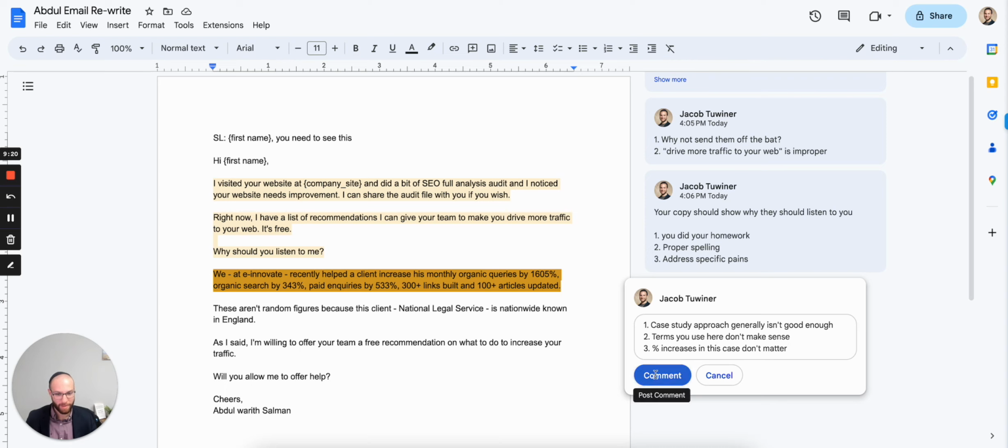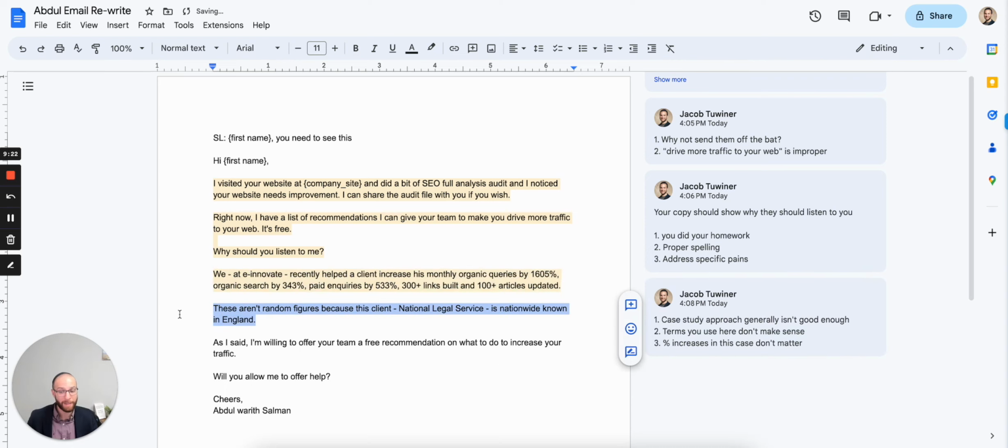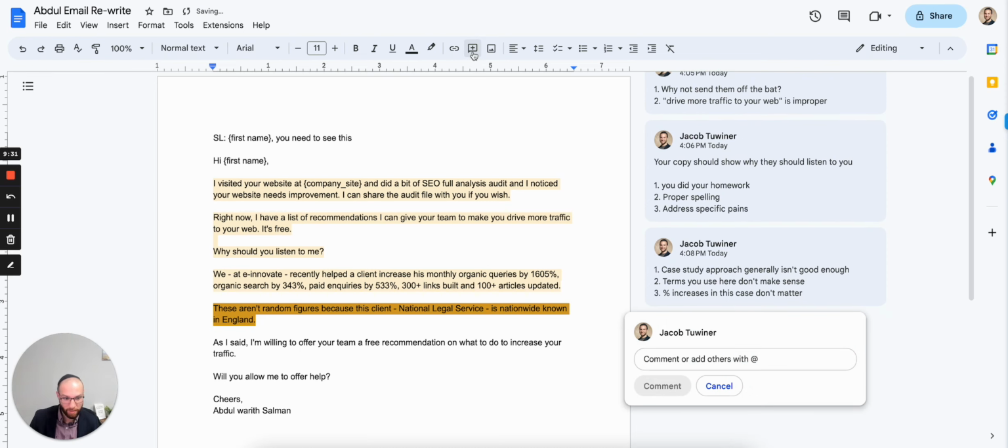So you want to have actual stats. And if you don't have them, it means you're not actually competent in your outreach, you're not actually competent with SEO, and you shouldn't be selling it in the first place. These aren't random figures because this is a nationwide known in England. Don't say they're nationwide known.